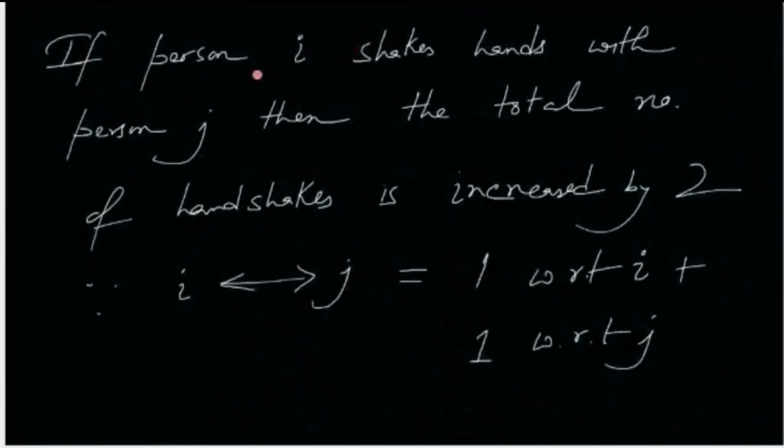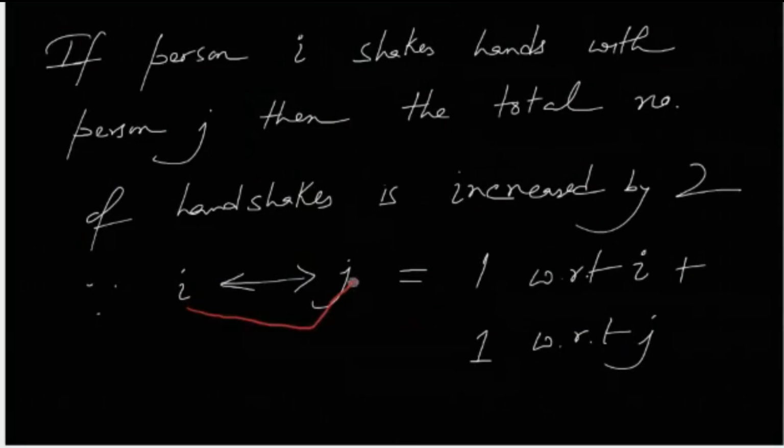So if person I shakes hands with person J, then I is going to report that he shook one hand, with J, and person J is also going to report that he shook a hand with I. He or she is also going to count that handshake. So every handshake is getting counted twice. It's one with respect to I plus one with respect to J, because I reports this handshake from his or her perspective, and the same thing is done from J's perspective. So every handshake is reported exactly twice.